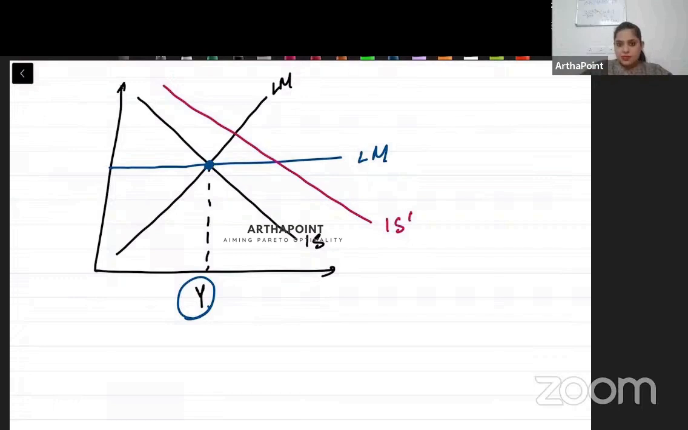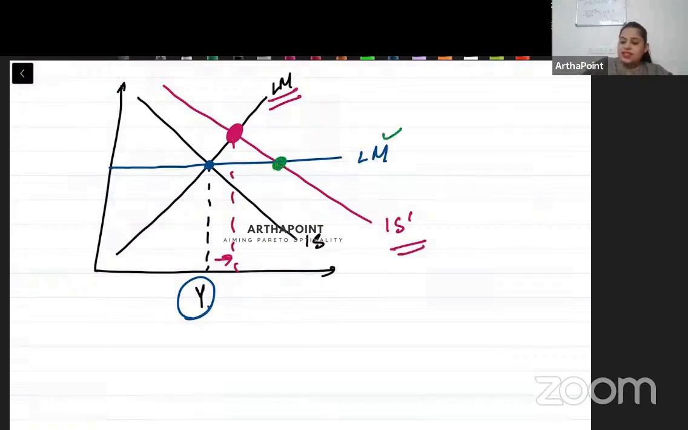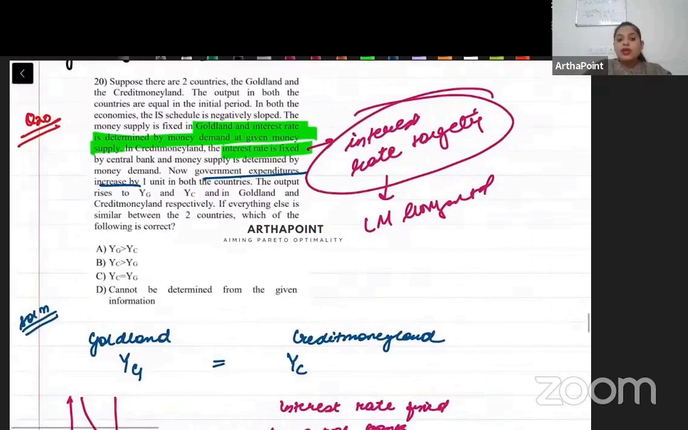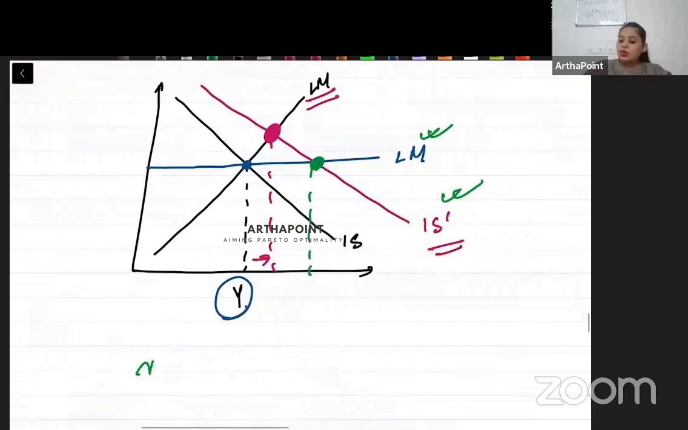So tell me something. In the first country, new output will be here, where LM meets the new IS. And in the second country, output will meet here, where its LM is equal to its IS. So in the second country, output will increase by more, right? Why? Because there will be no crowding out effect.